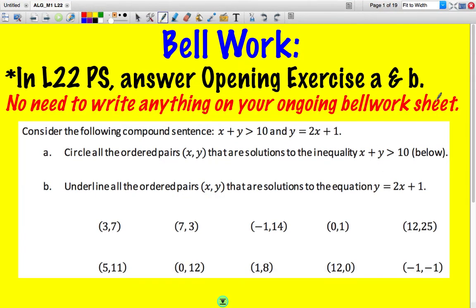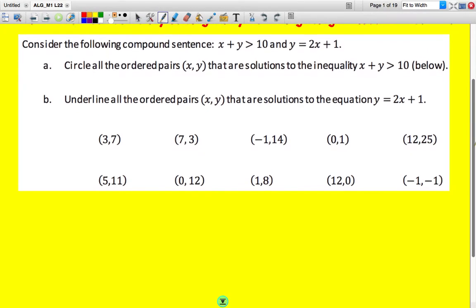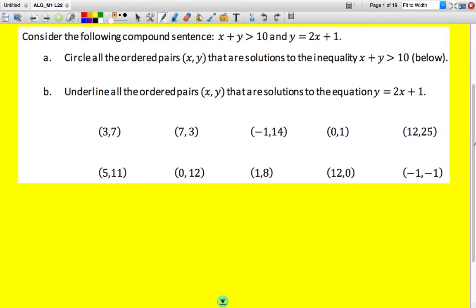This is Module 1, Lesson 22, Solution Sets to Simultaneous Equations. So the opening exercise says, consider the following compound sentence: x plus y is greater than 10 and y equals 2x plus 1. Part A says circle all the ordered pairs that are solutions to the inequality.